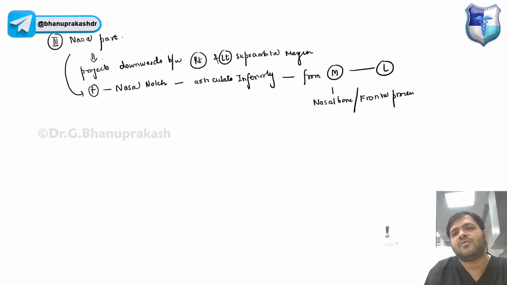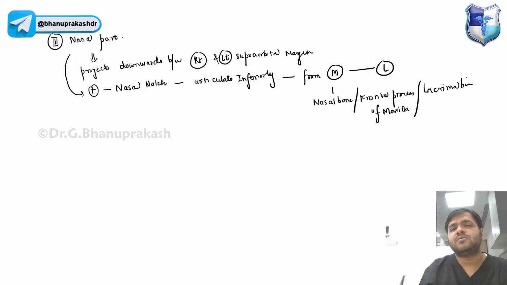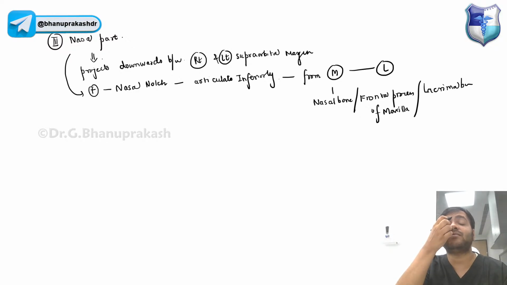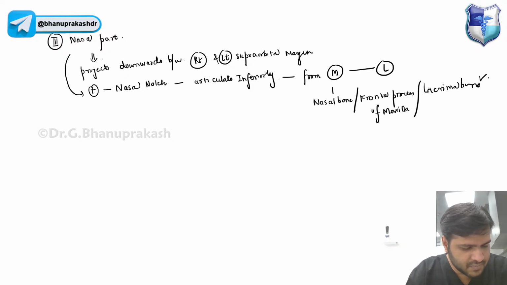Frontal process of maxilla and the lacrimal bone. So medially we have the nasal bone, along with it the part of the maxilla bone that is coming upwards, the frontal process of maxilla, and behind it the lacrimal bone. What will be behind it? The lacrimal bone. So that is about the nasal part.